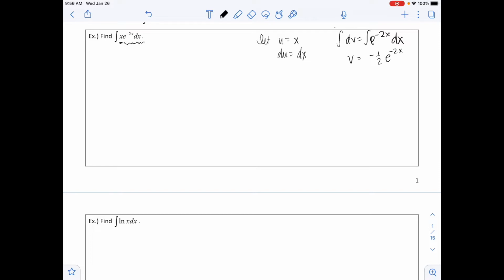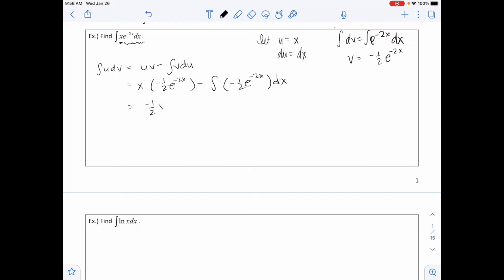The formula that we have is right above this, so I'm going to copy that down. It is the integral of u dv equals uv minus the integral of v du. From here, I'm just going to substitute everything back in using the original variable, x. For u, we had x. v is negative 1/2 e^(-2x), minus the integral of v du. And v is negative 1/2 e^(-2x), and du is the same thing as dx. I'm going to clean it up a little bit before I integrate.